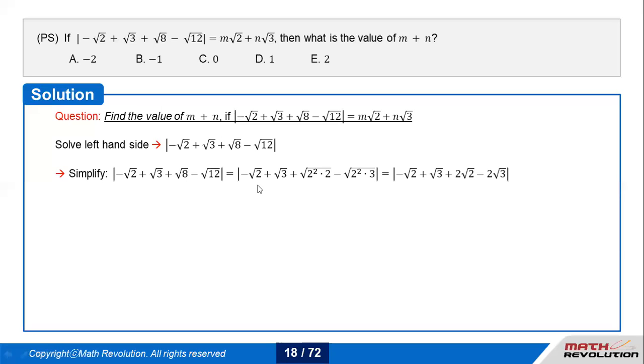Which ultimately gives me minus of square root 2 plus square root 3 plus 2 times square root 2, because this is an even power, so this becomes only 2, and square root of 2 is left out. Similarly, for minus square root of 2 squared times 3, it is minus 2 root 3.